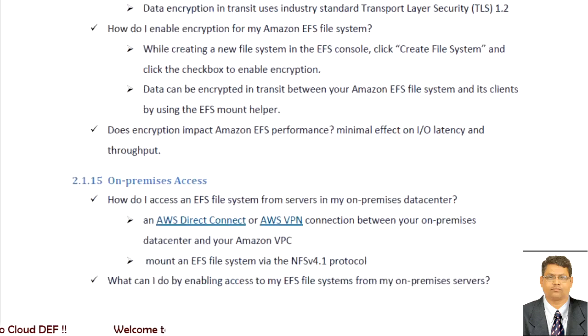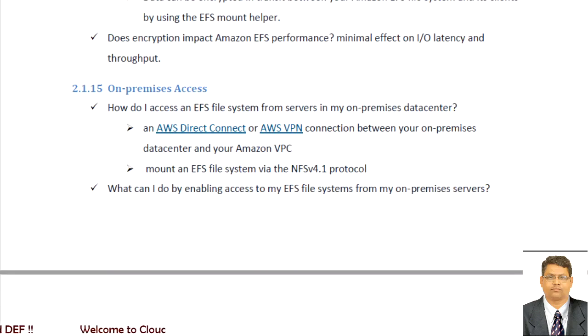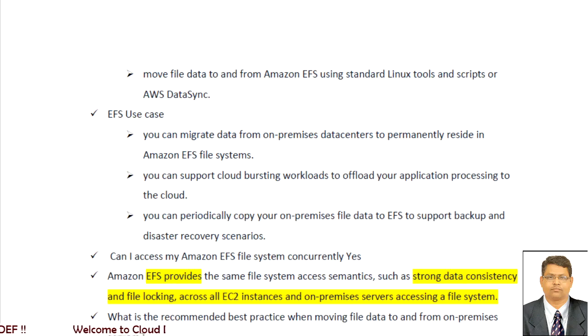On-premises access. How do I access an EFS file system from servers in my on-premises data center? Set up an AWS Direct Connect or AWS VPN connection between your on-premises data center and your Amazon VPC. Mount an EFS file system via the NFS v4.1 protocol. What can I do by enabling access to my EFS file systems from my on-premises servers? Move file data to and from Amazon EFS using standard Linux tools and scripts or AWS DataSync.